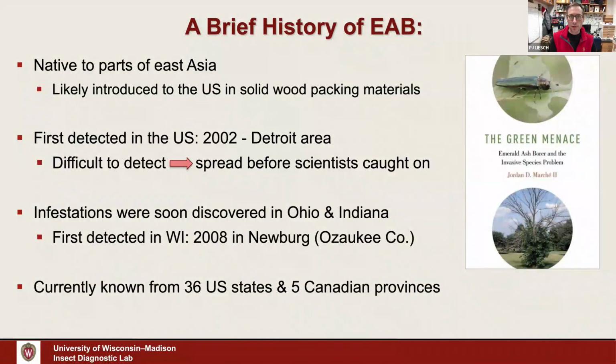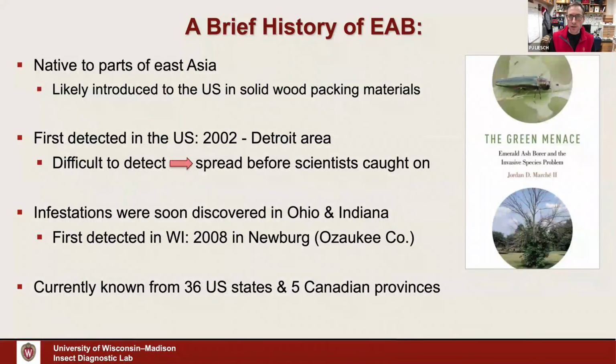We detected it for the first time in Wisconsin back in 2008 in Newburg, which is pretty close to Port Washington, Ozaukee County area, so just north of Milwaukee a little bit. That is kind of our epicenter here in Wisconsin. A short while later, it was found along the Mississippi, Vernon, Crawford County, that part of the state. So southwestern Wisconsin, so that's kind of a secondary epicenter radiating outwards. And that'll come up again in some of the maps that I will show you.